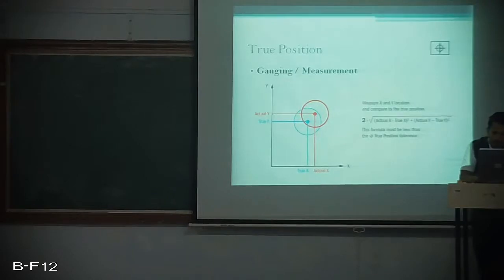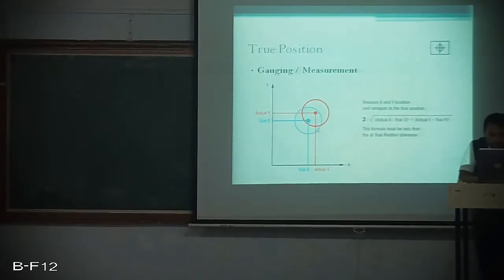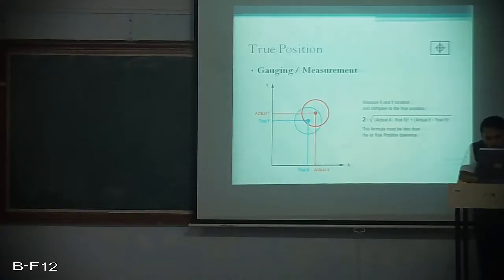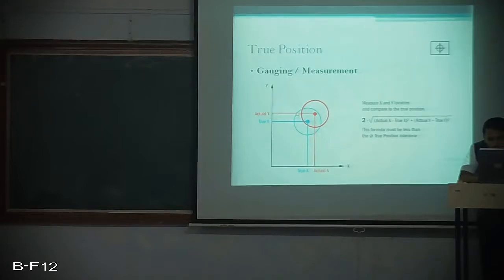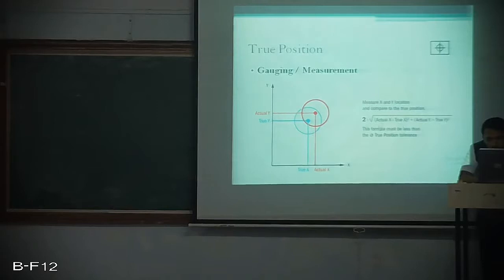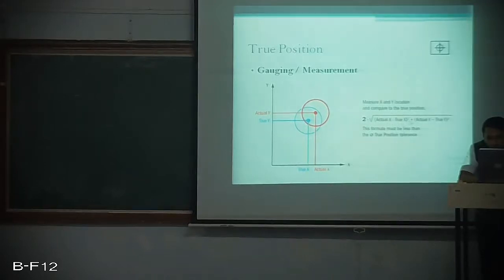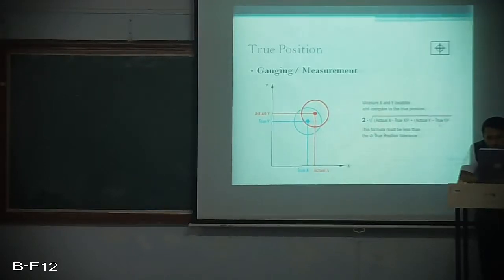See here, with respect to x and y also we have shown the blue hole and its center point, represented by true x and true y, which we desire. But what we get in actual is actual x and actual y. So this is how it is compared with respect to the true position: the square root of actual x minus true x, squared, plus actual y minus true y, squared.